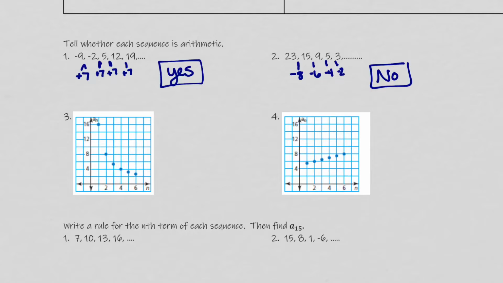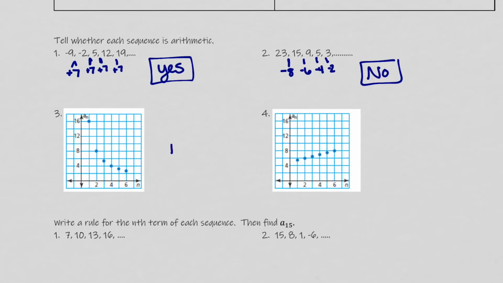Okay, and remember, looking at the graph, you just determine, is it a straight line? This is not a straight line. This looks like an exponential graph, not a linear graph. So it is not arithmetic. This one looks like it makes a straight line. It looks linear to me, so I would say that is arithmetic.